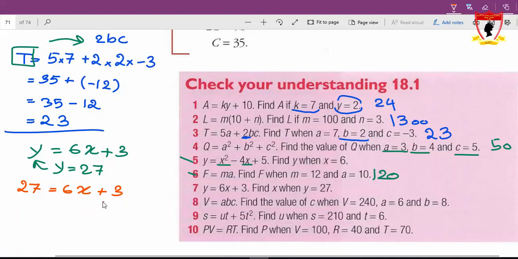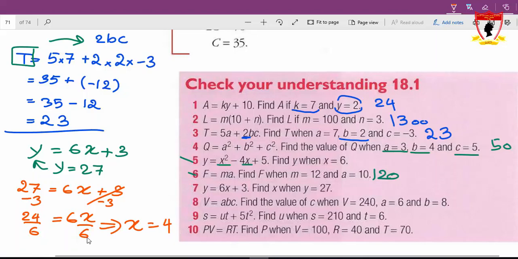Then to do this, firstly we say minus 3 to get rid of this 3. Minus 3 on the other side. 27 minus 3 is 24, equals 6x minus 3 plus 3. They cancel each other out. Now 6x is equal to 24. How can we get rid of this 6? Divide both sides by 6. Then we get that x is equal to 4.